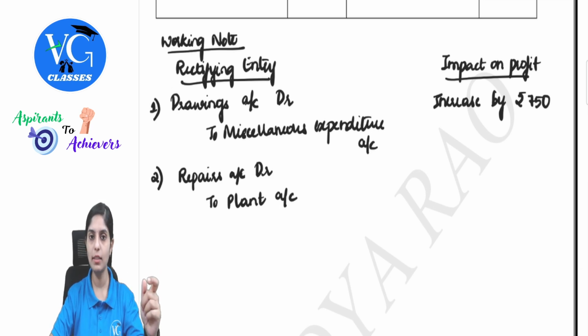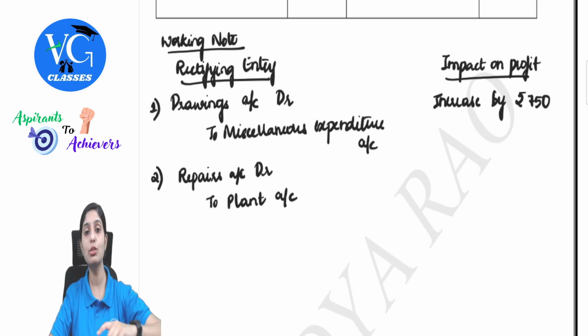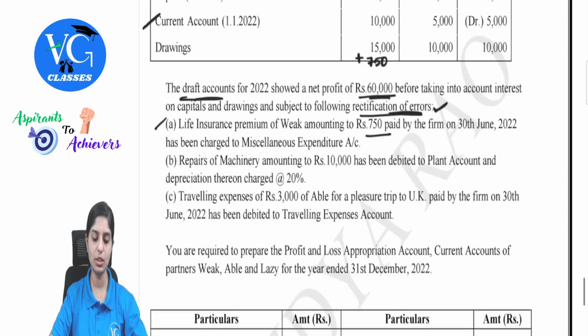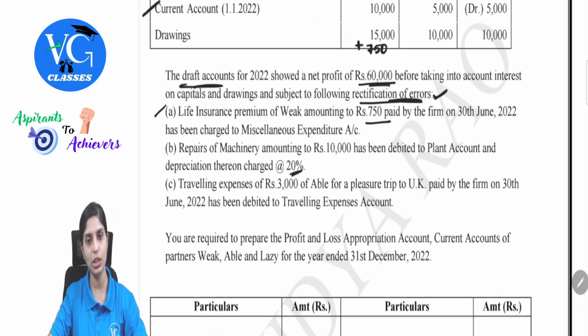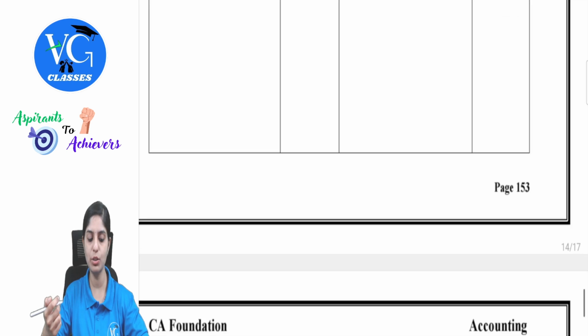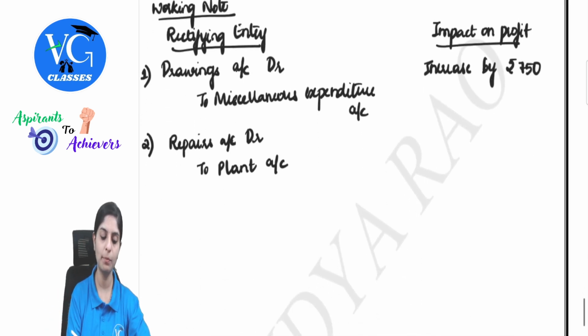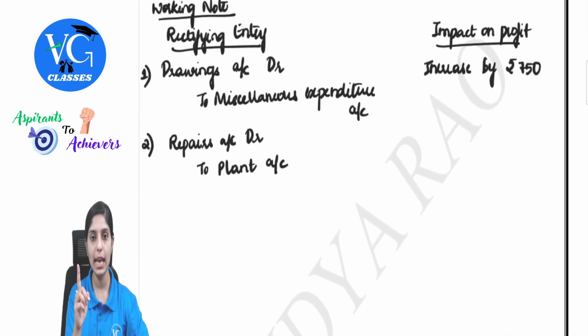If you have taken this 10,000 as part of a plant, you would have also charged depreciation on the same. So, what is the depreciation percentage given? 20%. So, on 10,000, depreciation was also charged, which is actually not correct because this is treated as repairs, which is not subject to depreciation. So, depreciation should also be eliminated.